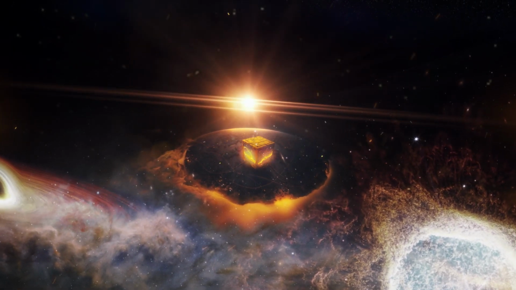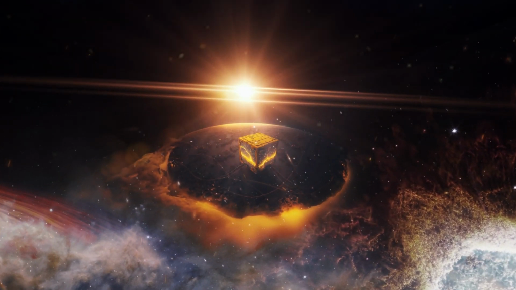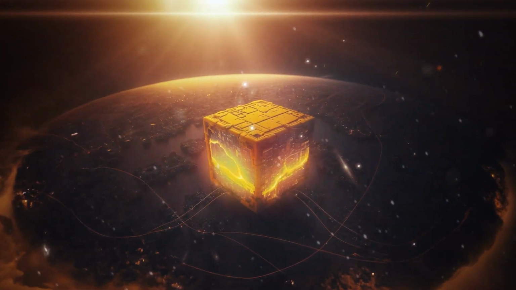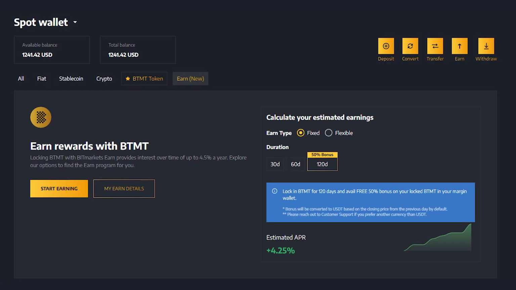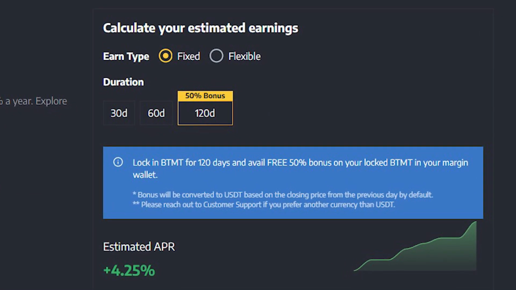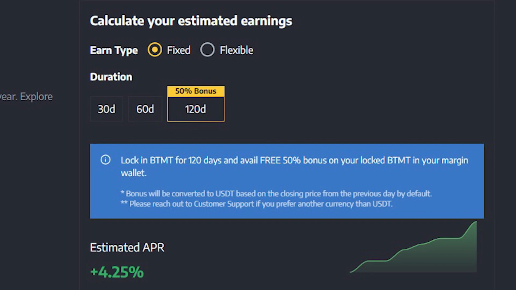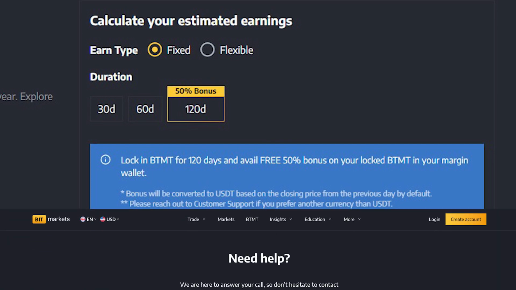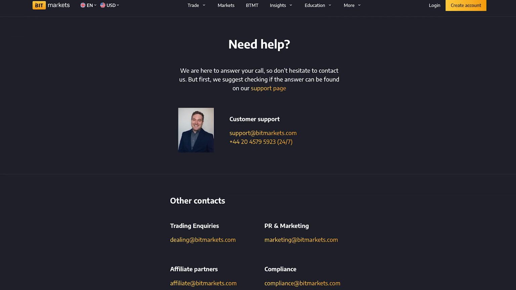BTMT comes packed with exclusive benefits, and you can unlock the token's full potential by participating in our Earn program, which rewards users who purchase and lock up BTMT with interest over time. If you have any questions, queries, or concerns, you may contact our support team at any time.